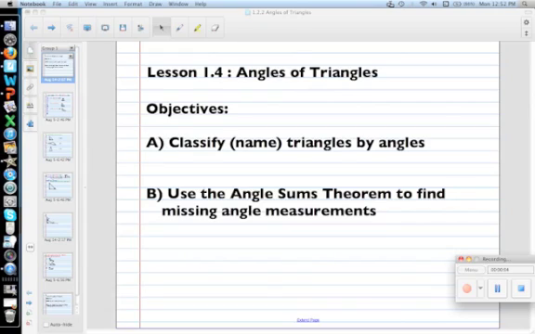Hey, 6th graders, Mrs. Simonson here. Tonight's lesson, 1.4, has us working with the angles of triangles. Our two objectives are to classify or name triangles by their angles, and the second objective is to use the angle sum theorem to find the missing angle measurements.